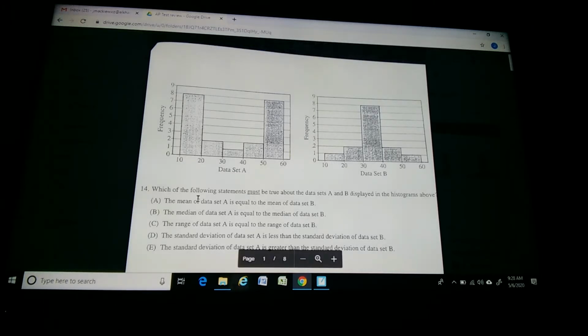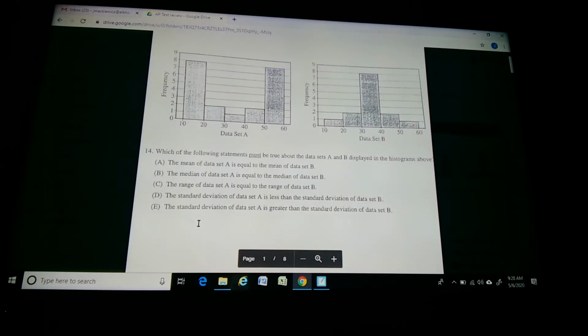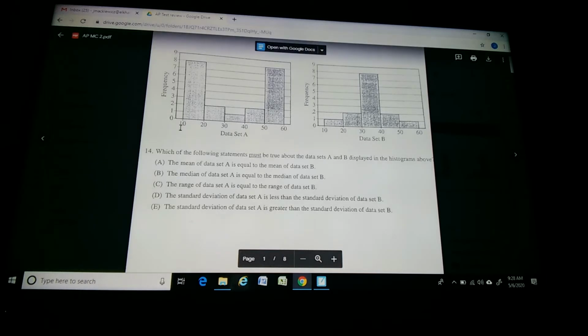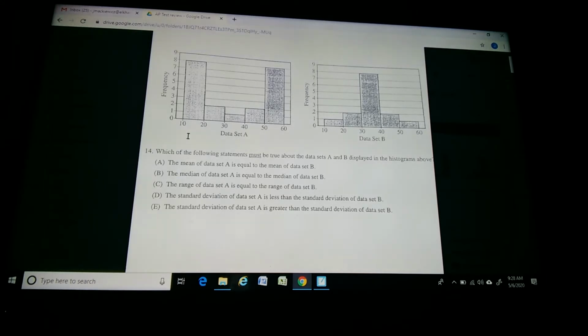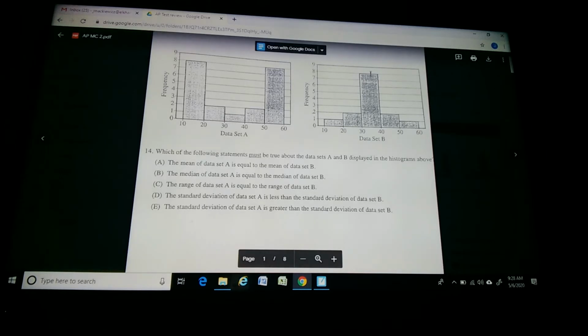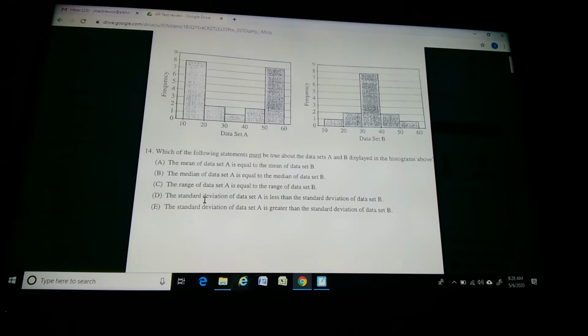Number 14, which one of these must be true? The correct answer is E. E, standard deviation, is the average distance from the mean. So if there's a bunch of stuff at the mean, then the standard deviation is going to be lower. If things are more spread out, that means more stuff is at the edges, the standard deviation will be higher.